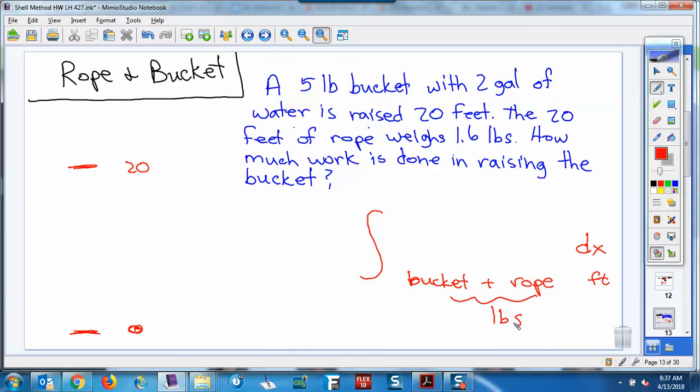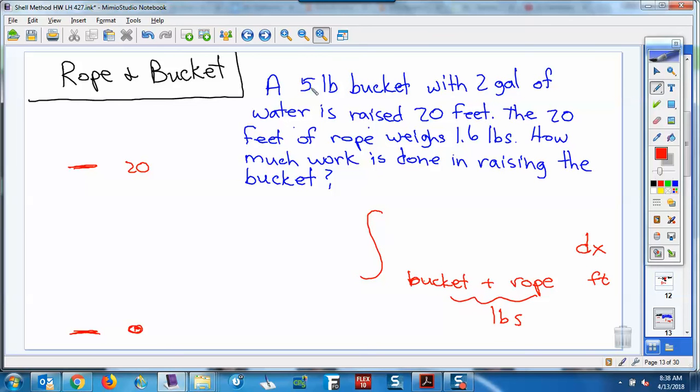If we raise it up 6 inches, we have so much rope out plus the bucket. But then the next 6 inches, we'll have 6 inches less rope out that we're lifting, right? So we're not lifting quite as much. And there's 6 inches, and there's 6 inches, and again, we would let that go down to nothing. Well, in this case, we might want to call that dy, but that's fine. All right. So how do we get the pounds of force that we're lifting?